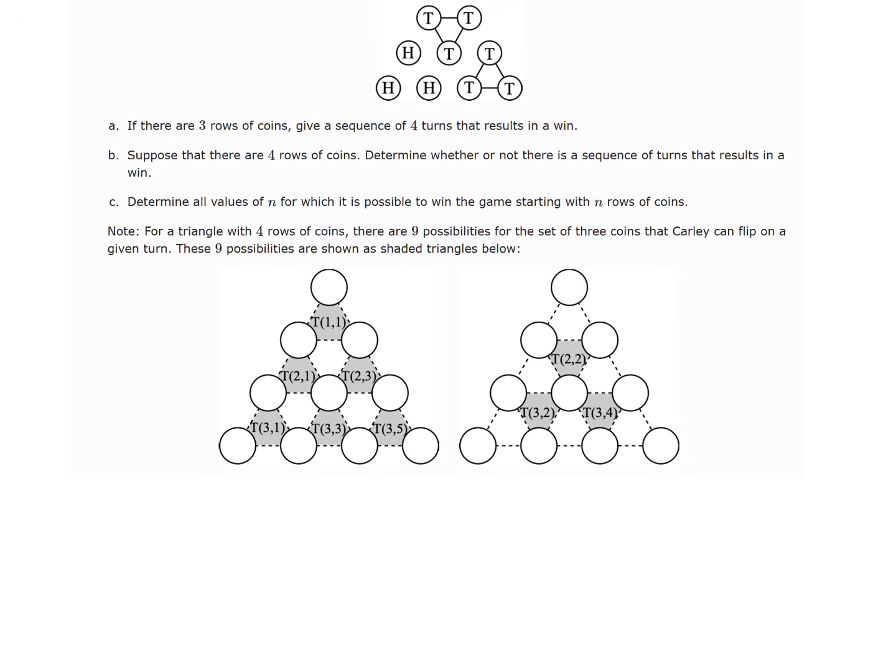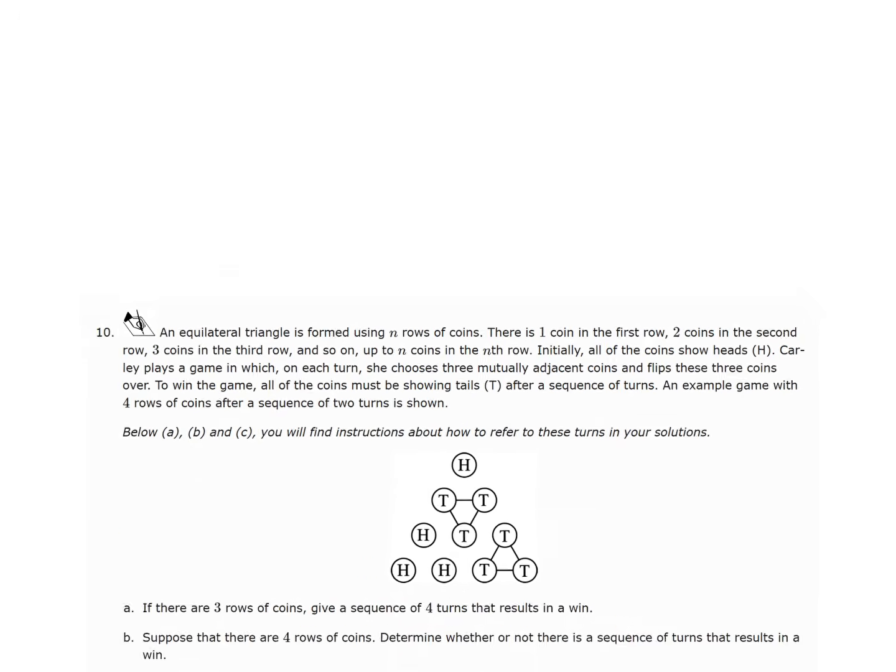Alright, so what they first did is over here, they gave you a definition of what to call each flip when you are flipping. For example, the first one is T11. That means you're flipping those 3 coins. And if you flipped another set of 3 coins, it would be called T21, that kind of thing. You got it? So I'll try to use that.